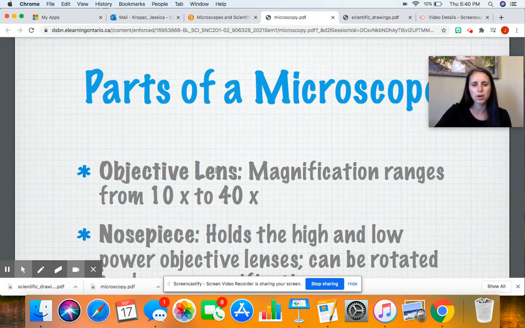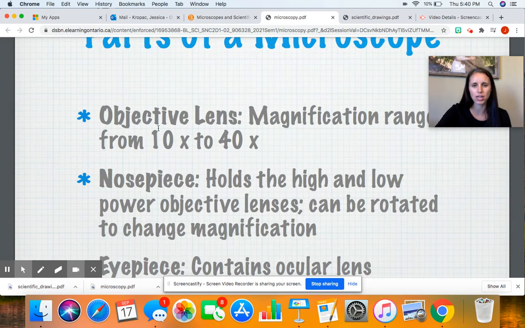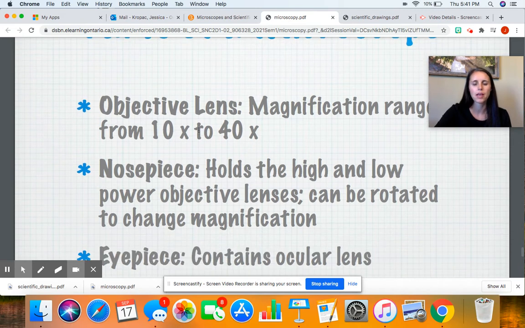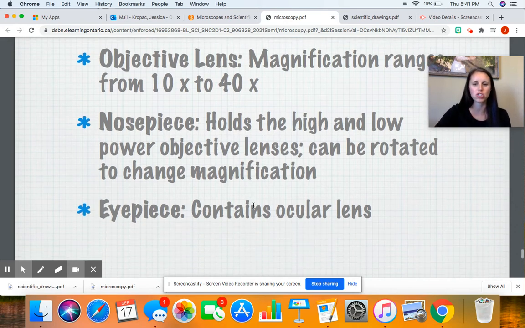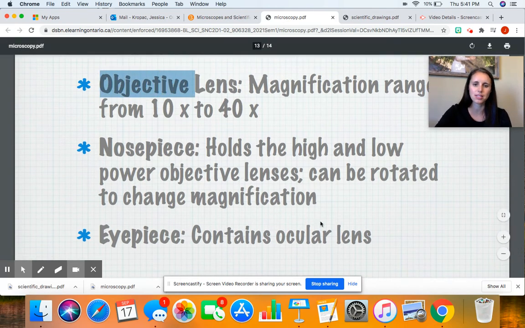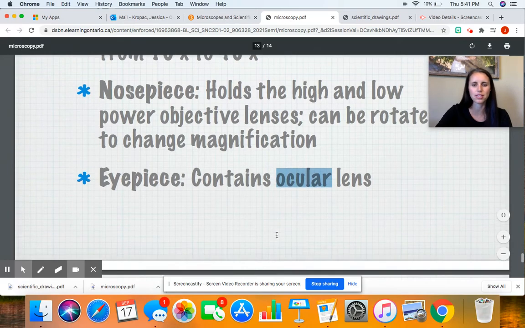We have a couple different parts here. We have something that's called the objective lens. The objective lens comes off the nose piece, and it magnifies anywhere from 10 to 40 times. The nose piece helps to hold the high and low power objective lenses and can be rotated, so it's what you're actually going to turn to change the magnification. And the eyepiece has the ocular lens. So again, we have two different lenses, the objective lens, and then we also have the ocular lens down here.